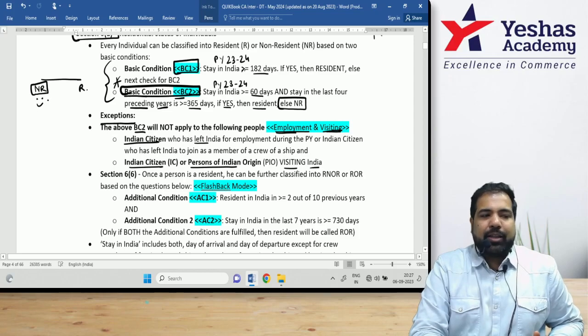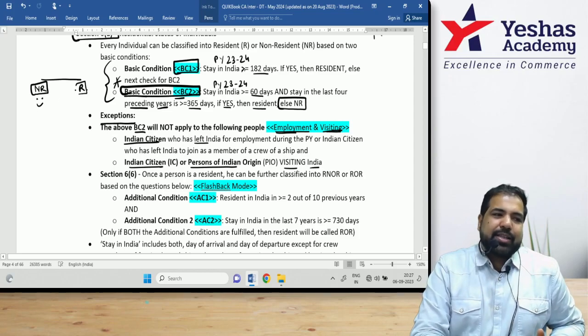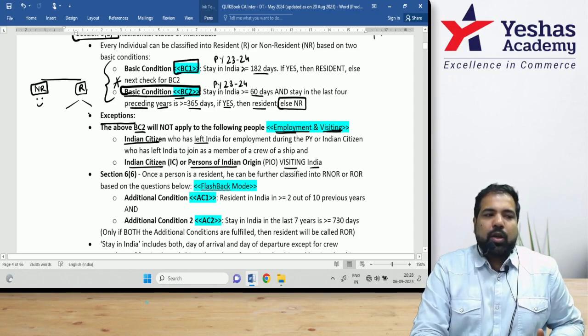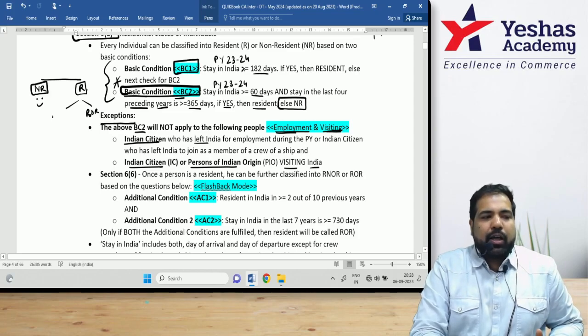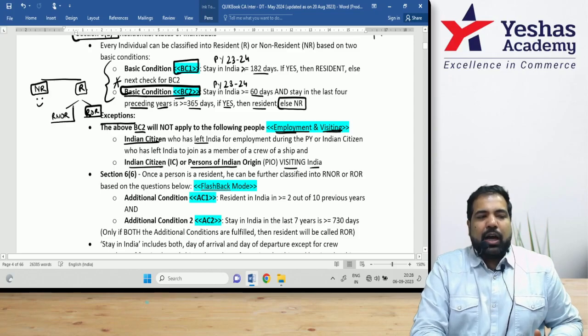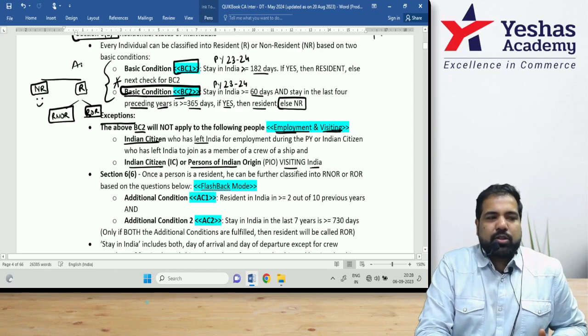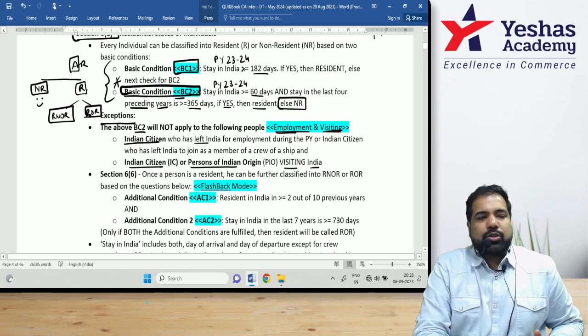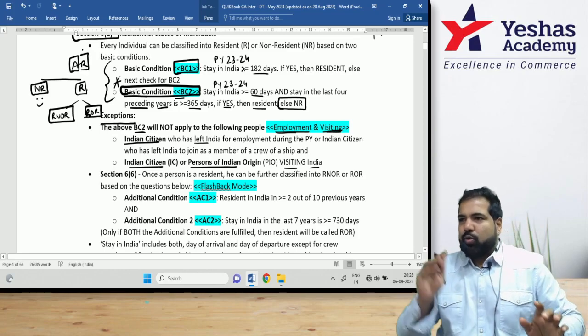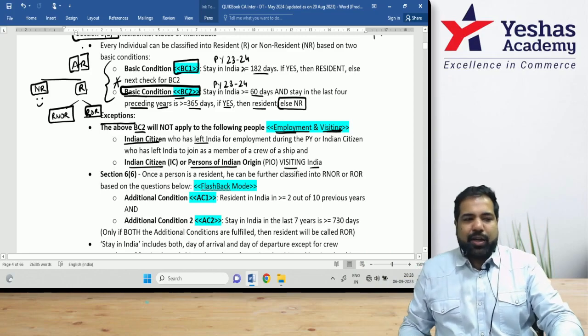Alright. Next, guys, once you are a resident, non-residents, will we bother them again? No. They are happy, let them be happy, guys. But residents, guys, can they further be classified into what? ROR or RNOR. This classification, guys, is done based on additional conditions. Guys, additional condition, the shortcut is AR. What is the shortcut? Additional conditions only for whom, guys? Residents. Only for residents you will check ROR and RNOR.